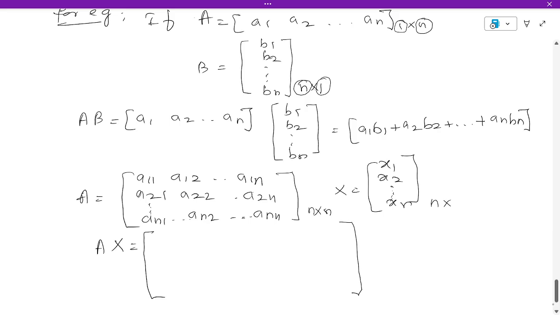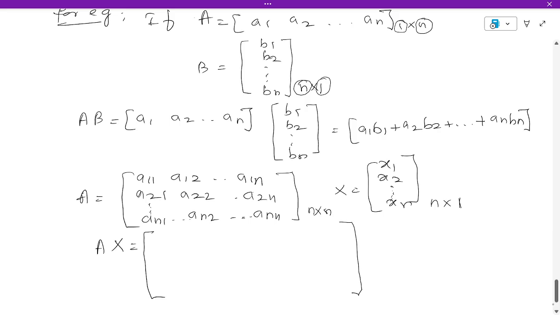How many columns are there? Only 1, one column is there. Then is it possible to multiply now? How can you confirm these two matrices can be multiplied? Yes, sir, it is possible. How?